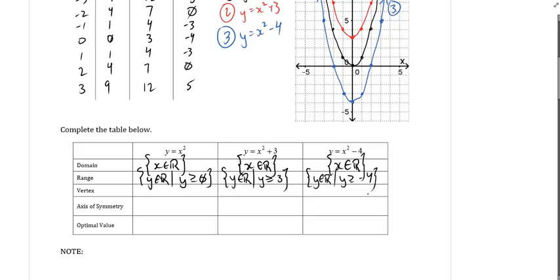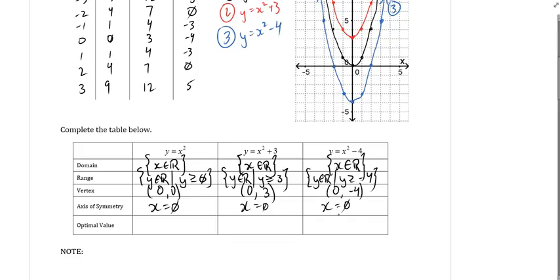Okay, good. Vertex of the first one was 0, 0. The x's didn't change, it just moved straight up, so it's still 0, but of course the y moved to 3. And that matches with the range. And then same thing here, the x's didn't move, but the y moved to -4, so matches the range. Axis of symmetry, again, the x didn't change. So what is it here? It's x equals 0, still x equals 0, still x equals 0.